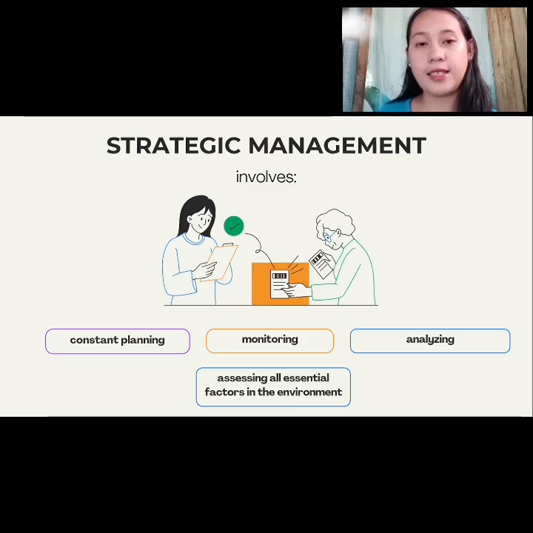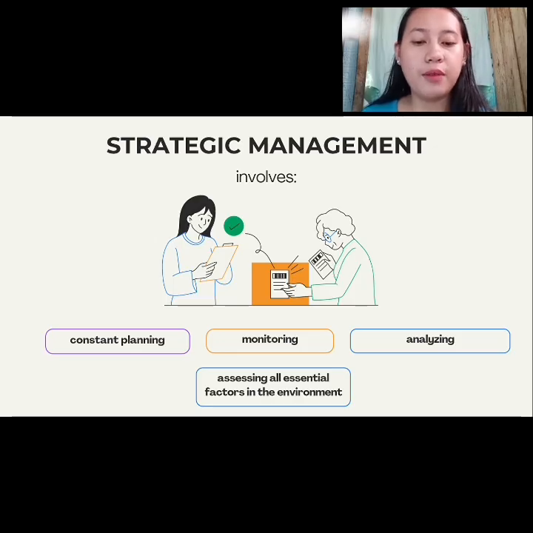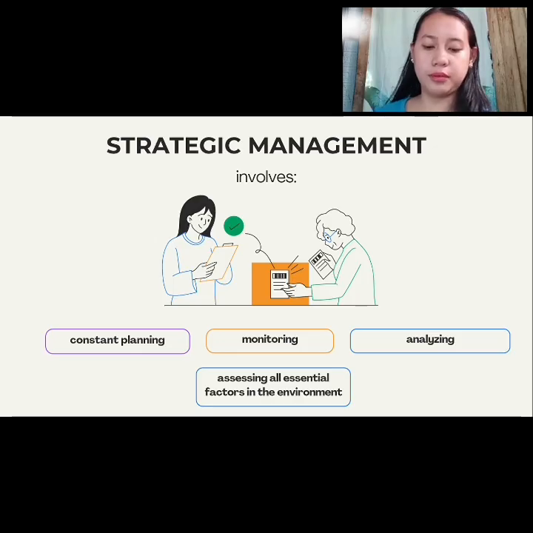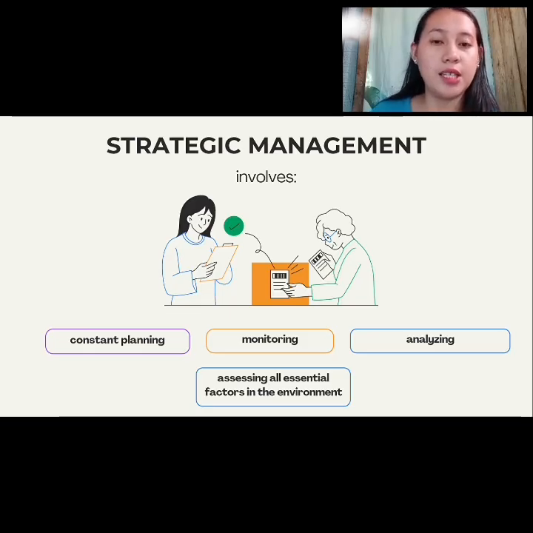And the next is analyzing. Analyzing is a key step in strategic management. It involves examining internal and external data to understand the organization's strengths and weaknesses, to identify opportunities and threats, to assess market trends and competition, and to evaluate performance and progress. So this analysis informs decision making, helps set priorities, and guides strategy development.